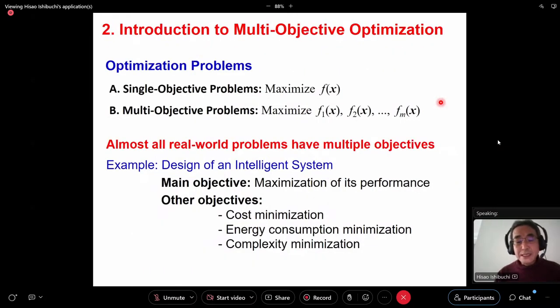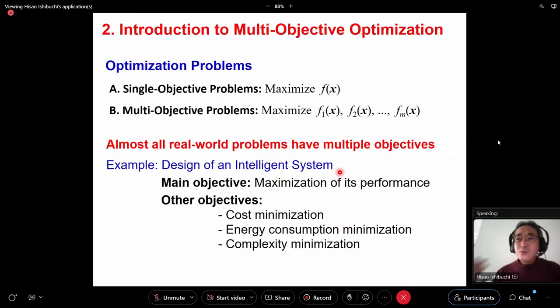And why we have so many multi-objective papers? The answer is here. Almost all real-world problems have multiple objectives. This is the reason why multi-objective research is so popular. Let us consider the design of an intelligent system. I think all of you are working on the design of an intelligent system. Your area may be totally different. For example, your area can be pattern classification. Your area can be control. Your area is speech understanding. Your area can be natural language understanding.